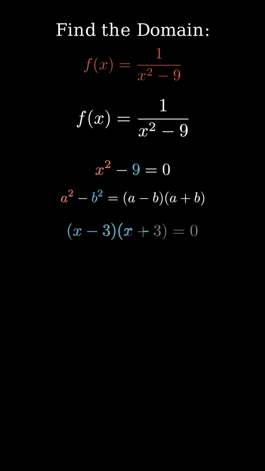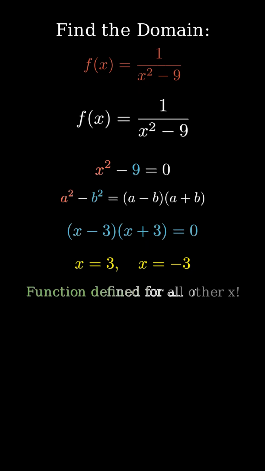Here, a is x and b is 3, so x squared minus 9 factors as x minus 3 times x plus 3. Now we solve for x. If x minus 3 equals 0, x equals 3. If x plus 3 equals 0, x equals negative 3. These are the values that make the denominator 0.